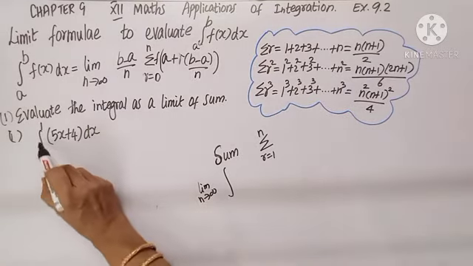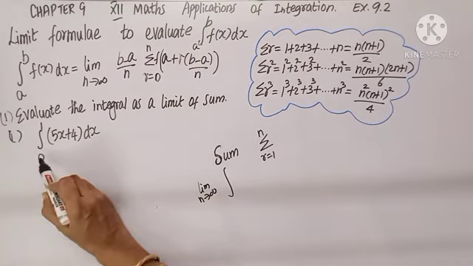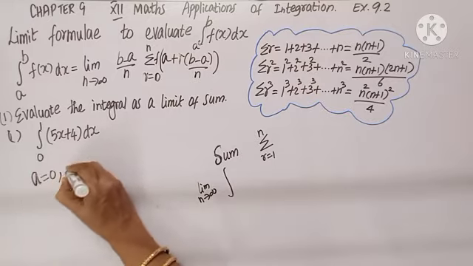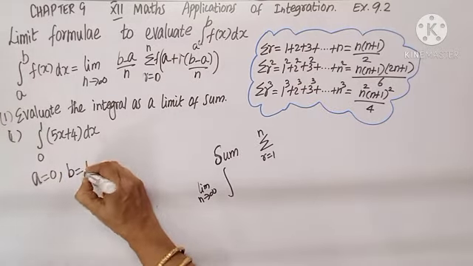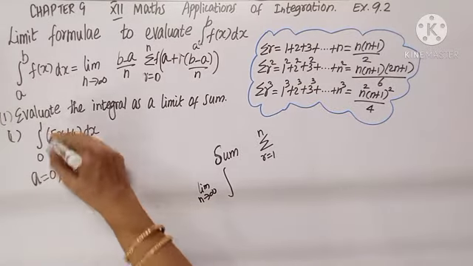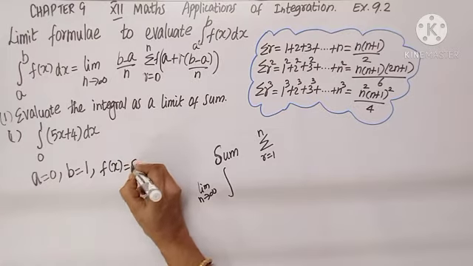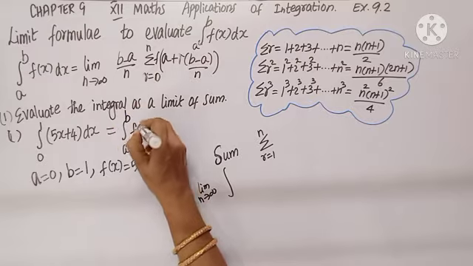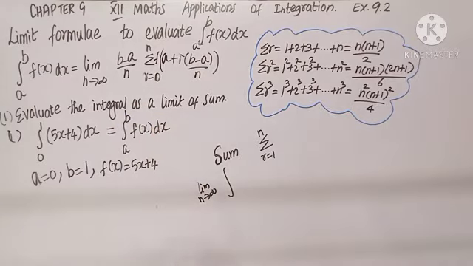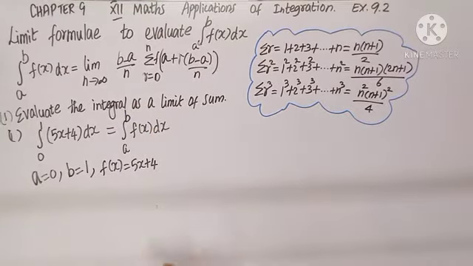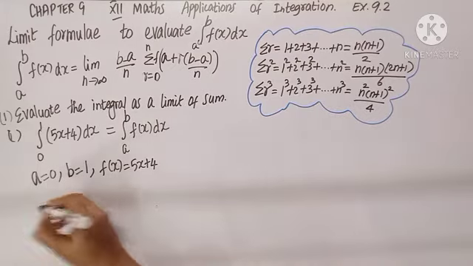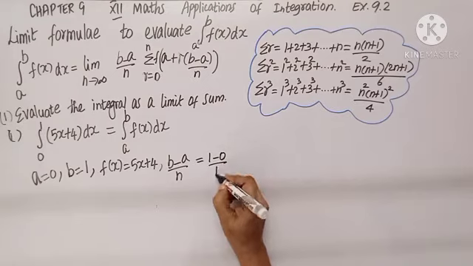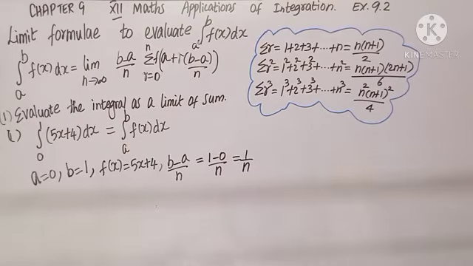When you are given a problem like this, the lower limit I compare and write a, the upper limit I compare and write b, and the function you call f of x. Now this I compare with integral a to b f of x dx. To apply in the problem, we find out b minus a by n, that is 1 minus 0 by n, which is 1 by n.